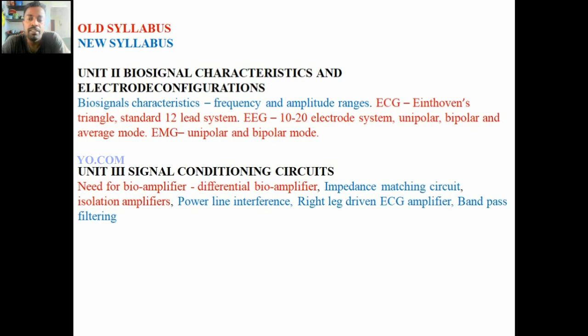Then remaining: ECG, Einthoven triangle, standard 12 lead system, EEG, then 10-20 electrode system, unipolar, bipolar, average mode, then EMG. So from second unit, 3 things are very important: ECG, EMG and EEG. ECG recorder, EEG recorder, EMG recorder. Okay, right. And Einthoven triangle. Okay, the 3 important questions from unit 2 are ECG recorder, EEG recorder, EMG recorder, and its types.